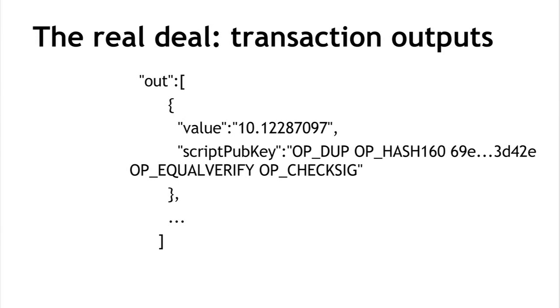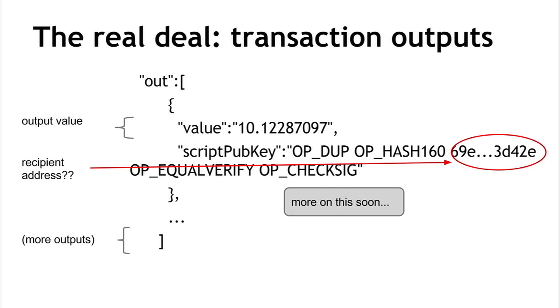And now the outputs have just two things. They have a value, so each output can have a different value. The sum of all the outputs has to be less than the sum of all the inputs. And then there's this funny thing that looks like what we want to be the recipient address. Each output is supposed to go to a specific person or to a specific public key. There is some stuff in there that looks like the hash of a public key. But there's also some other stuff that looks like a script. And in fact, it is a script, and we'll talk more about that very soon.